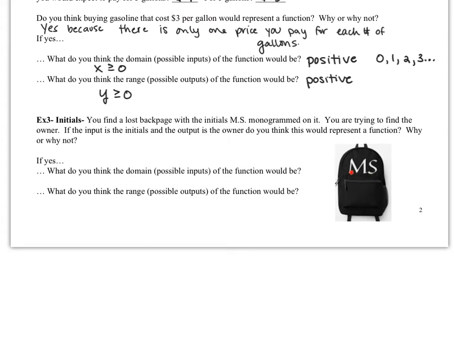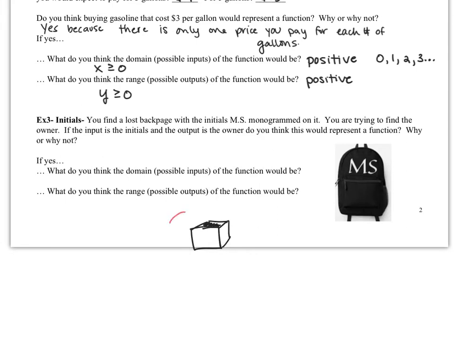Here's one that has to do with a backpack. So you find a lost backpack with the initials MS monogrammed on it. That just means stitched on. You're trying to find the owner. If the input is the initials and the output is the owner, do you think this would represent a function? Why or why not? So I'm going to draw my little box again.